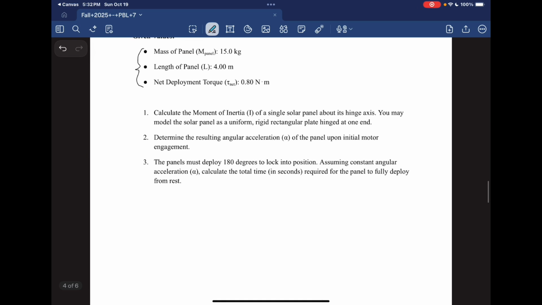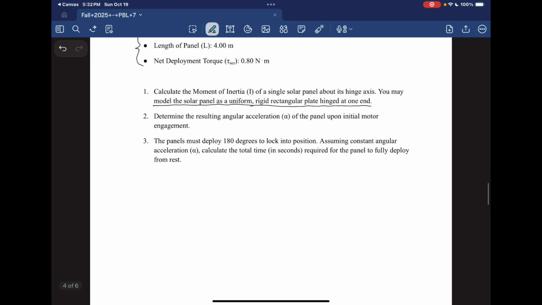The first question is to calculate the moment of inertia of a single solar panel about its hinge axis. Important, we can model the solar panel as a uniform, rigid, rectangular plate hinged at one end. That's important for the moment of inertia. So I'm just going to draw kind of what's happening here. There's a box of some sort, and then there's a hinge here with a solar panel coming up out of it. And that solar panel starts down here, and we want it to end over here. So overall, it's going to go 180 degrees. Then there's another one doing the same thing over here.